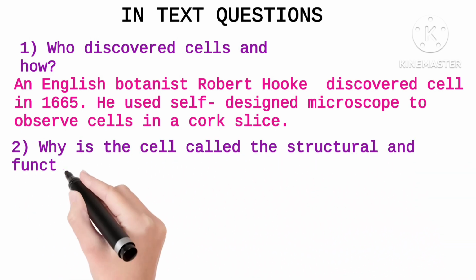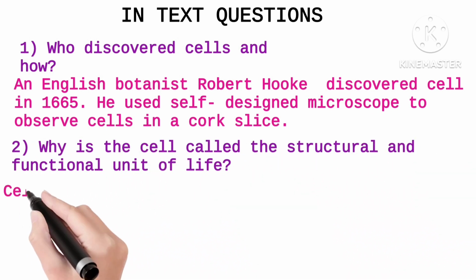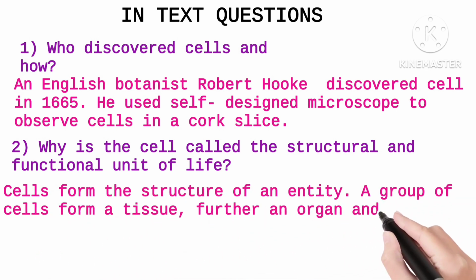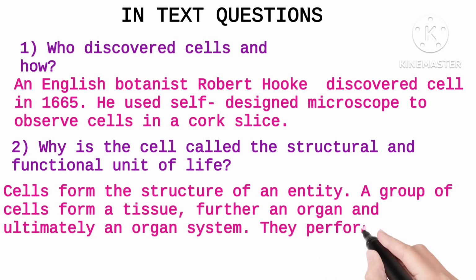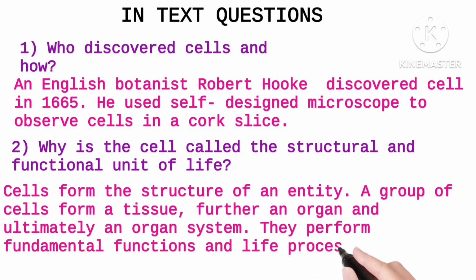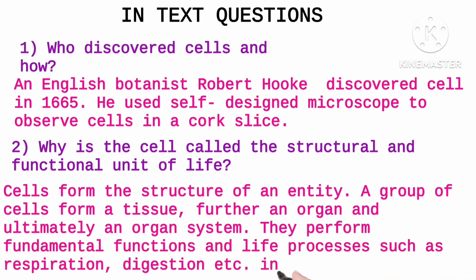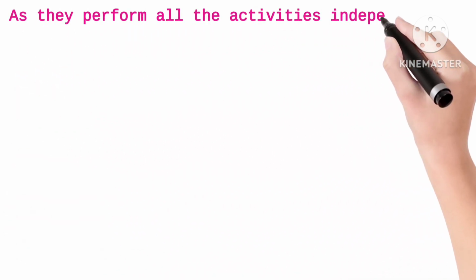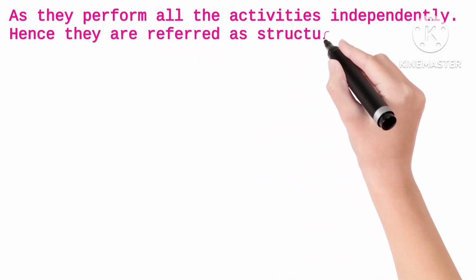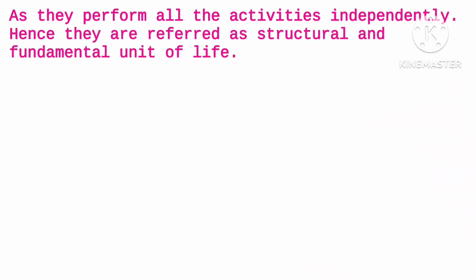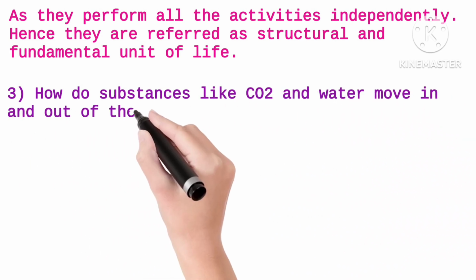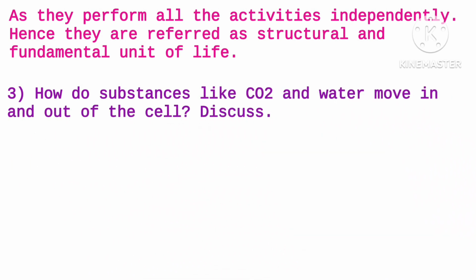Why is the cell called the structural and functional unit of life? Cells form the structure of an entity. A group of cells forms a tissue, further an organ, and ultimately an organ system. They perform fundamental functions and life processes such as respiration, digestion, etc. in an organism. As they perform all the activities independently, hence they are referred to as the structural and functional unit of life.